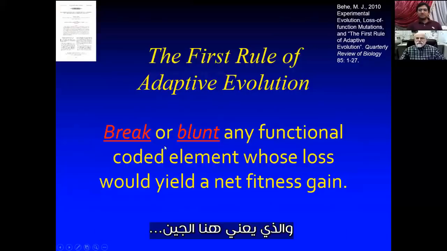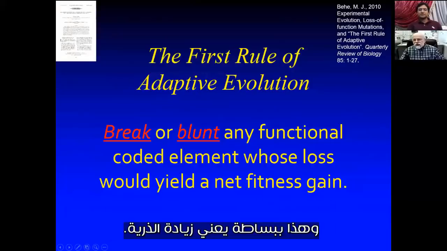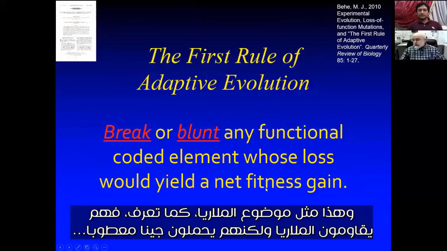That's amazing. And I came up with something called the first rule of adaptive evolution: break or blunt any functional coded element, which just means a gene. Break or blunt any gene whose loss would yield a net fitness gain, and that just means more offspring. So break any gene or blunt any gene that would increase the number of offspring. And that's like in the case of malaria, they're resistant to malaria, but they have broken genes.